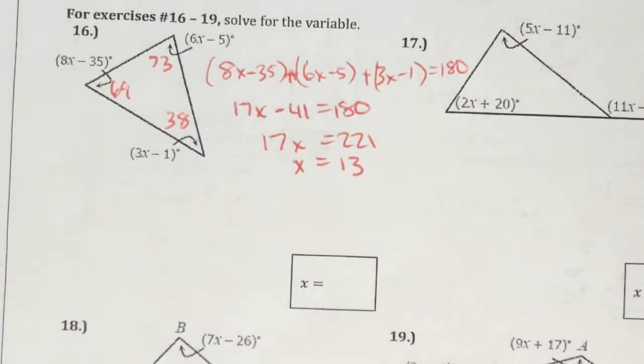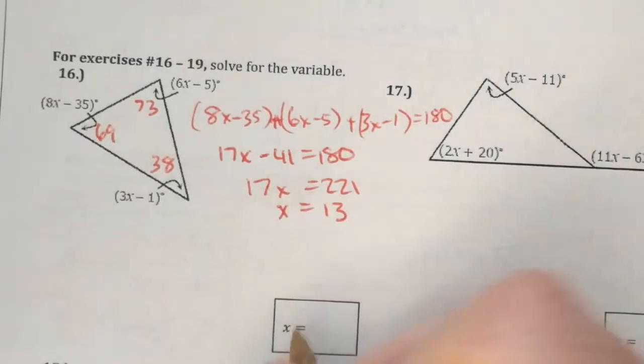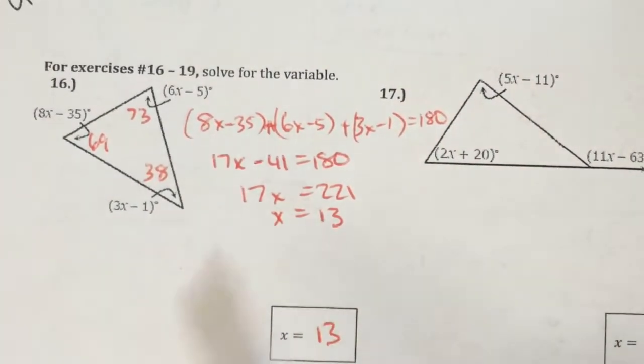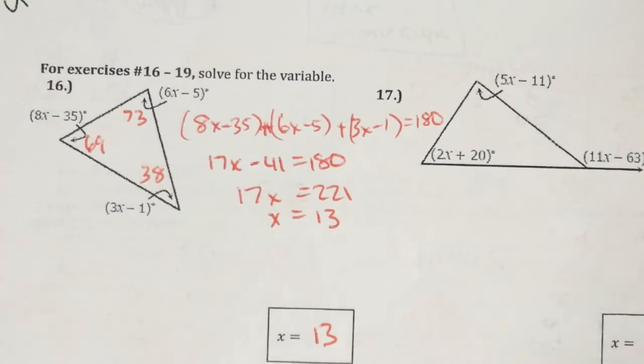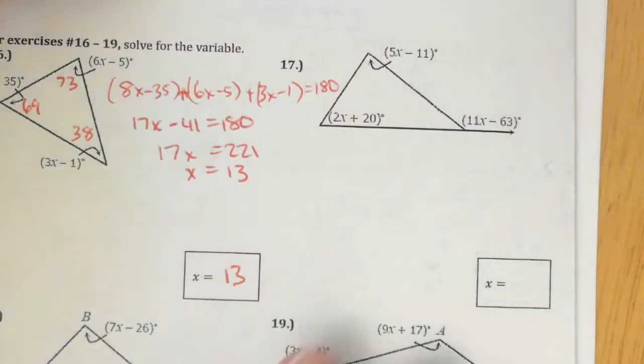Now, if you add all those together, 69, 73, and 38, yes, that adds up to 180. I feel really good about that. Now answer their question. Oh, they just wanted x. The answer was 13. But if they asked us for an individual angle, we would have been all set. Which does happen, just point that out.